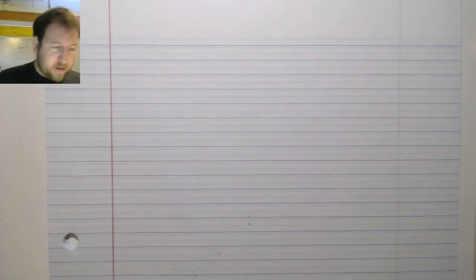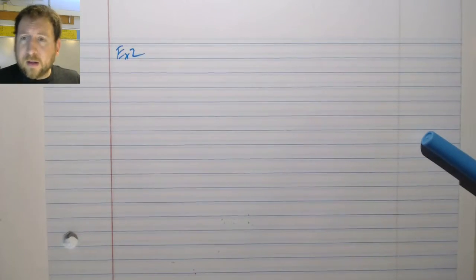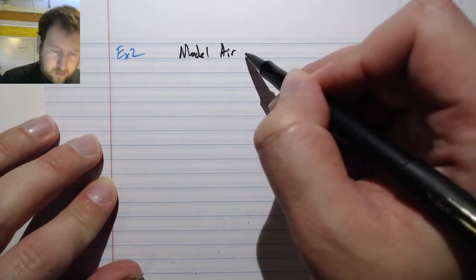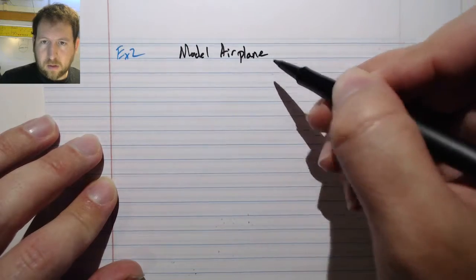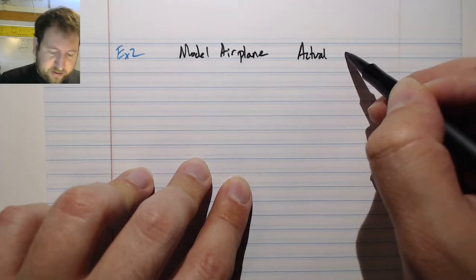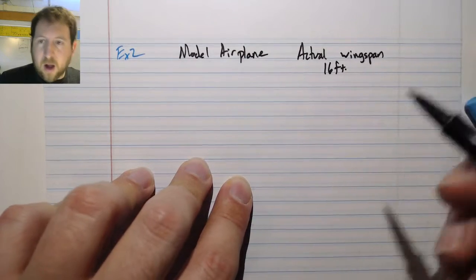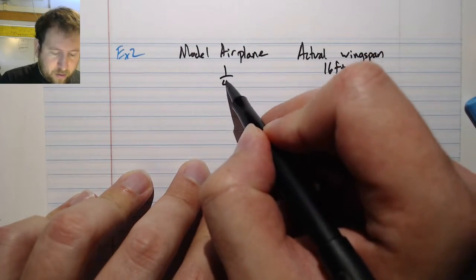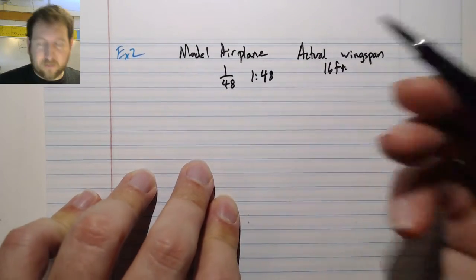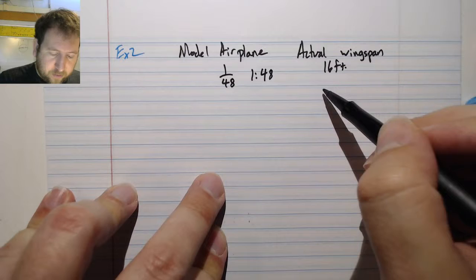Okay, let's talk about example 2. We're building a model airplane. And the actual airplane has a wingspan of 16 feet. Our scale factor for our model is 1 over 48. Remember, I can write it like that if I want. I can write it all sorts of different ways. The question is, what's the wingspan of the model?